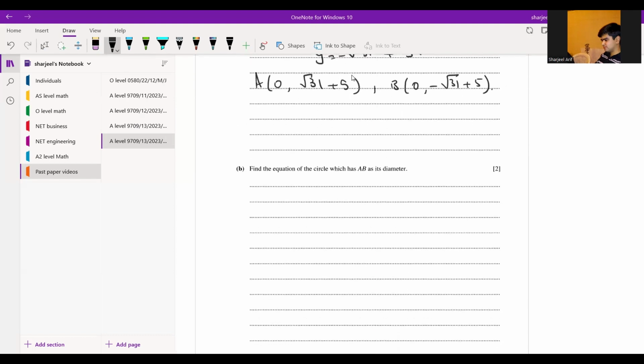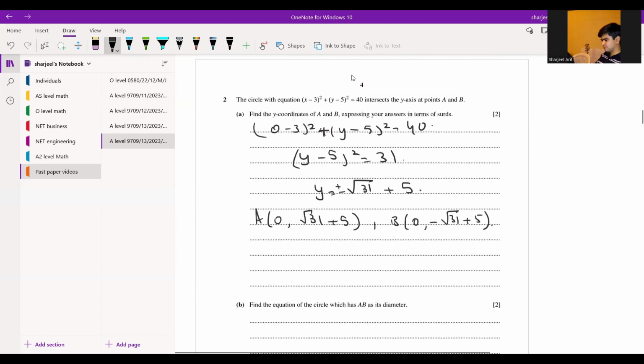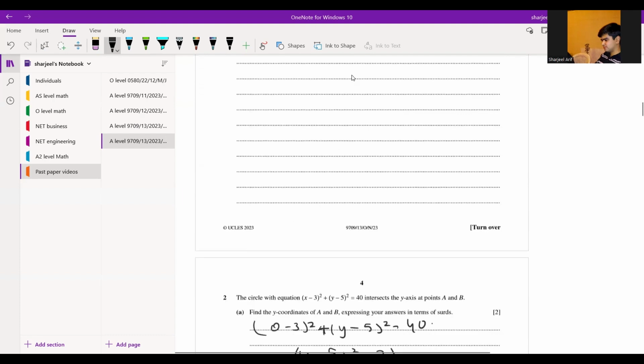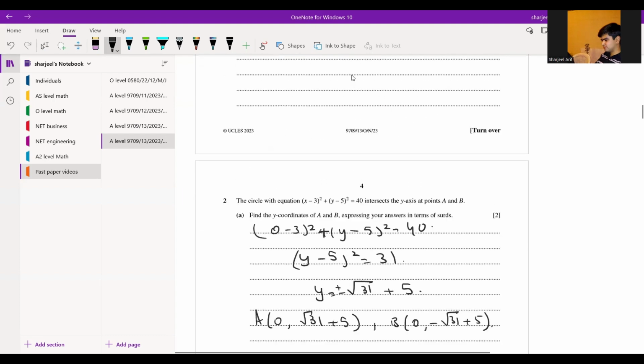For part B, find the equation of the circle which has AB as the diameter. So if AB is the diameter, first we have to find the coordinates of the center and the length of the radius. We have the coordinates as (0, 5), because if AB is the diameter the center is the midpoint.